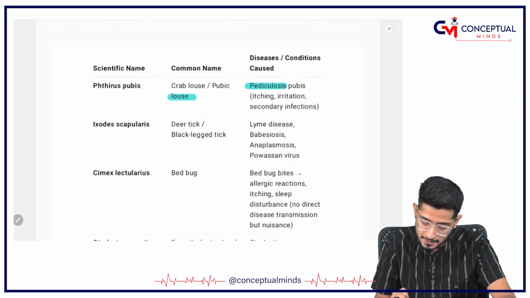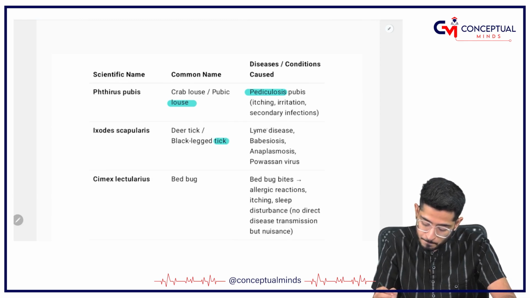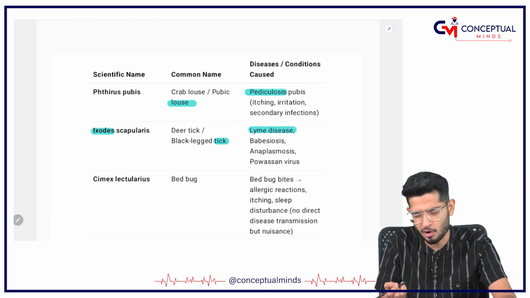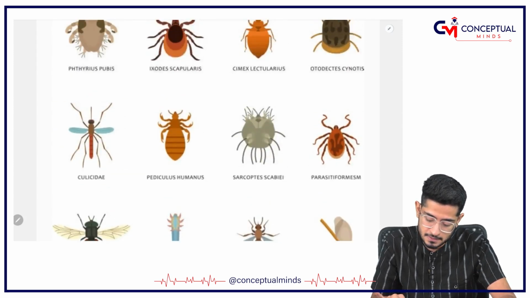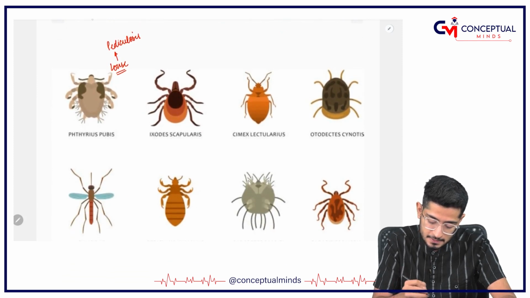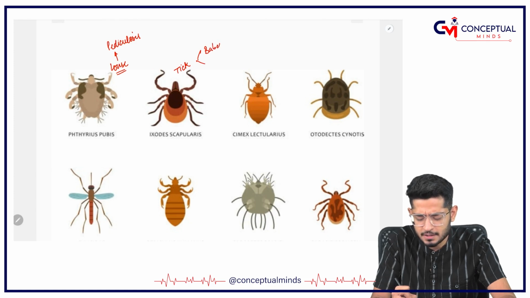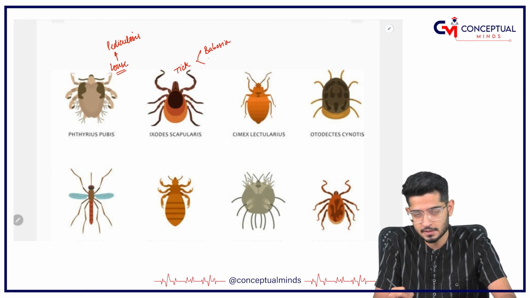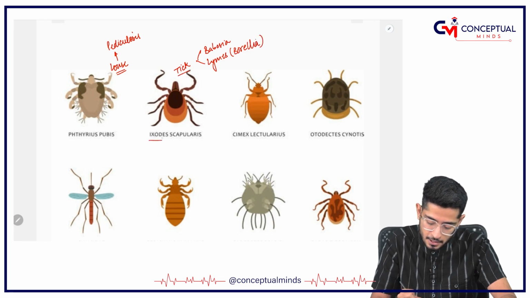Coming on to the second part. The second part is tick only, responsible for causing Lyme's disease. Ixodid tick is responsible for causing babesiosis and Lyme's disease. So see here, this is the ixodid tick responsible for causing babesia. These are not rickettsial infections, but they are fond of asking image based questions. So I am telling you, Lyme's disease or borreliosis is caused by this ixodid tick.